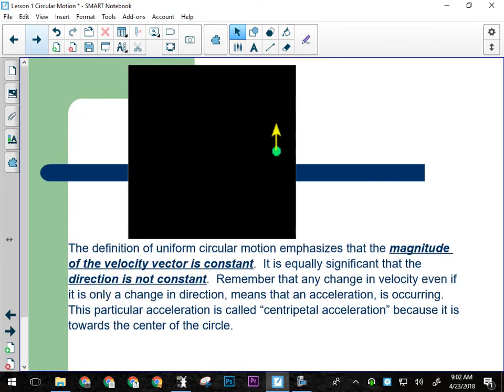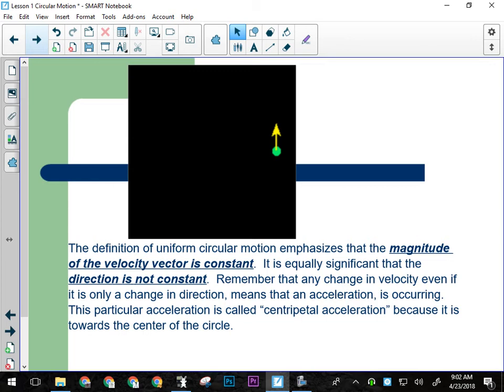Okay, so that's what we just did there. All right, so the definition of uniform circular motion emphasizes this. The magnitude of the velocity vector does not change. Okay, it's constant. But the direction is always changing. Because it's always changing, the object is accelerating, and we call that acceleration centripetal acceleration. Centripetal means center seeking, right? Because it's towards the center.